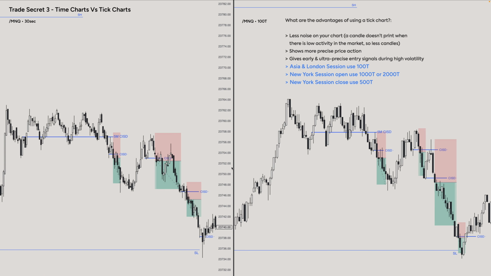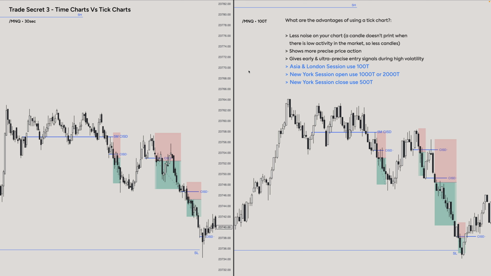Now, the last thing I want to teach you is using the tick charts as your entry time frame, as opposed to the 30 seconds chart. Now, the higher time frame, the 5-minute chart, will still be the same chart that we will be using. But for our entry time frame, instead of using the 30 seconds, we can use a tick chart. In this case, we're using a 100 tick chart.